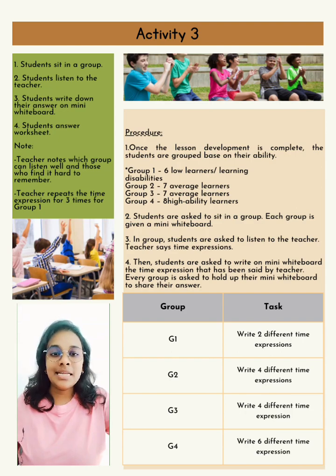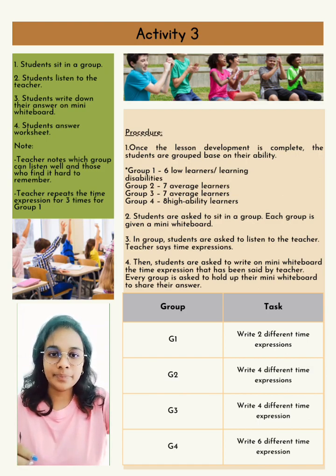So the task given for each type of group: group 1 will be writing 2 different time expressions, group 2 and group 3 will be writing 4 different time expressions, and group 4 will be writing 6 different time expressions.